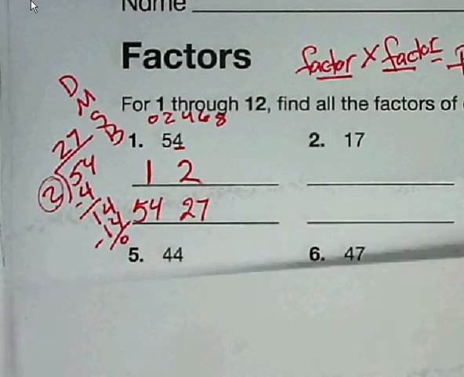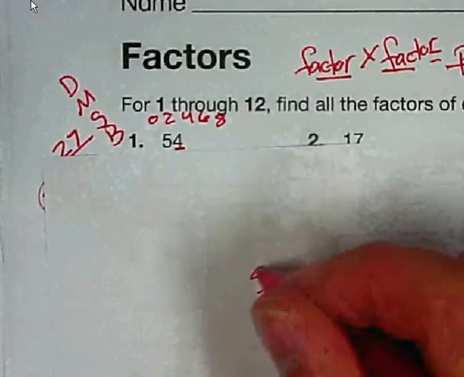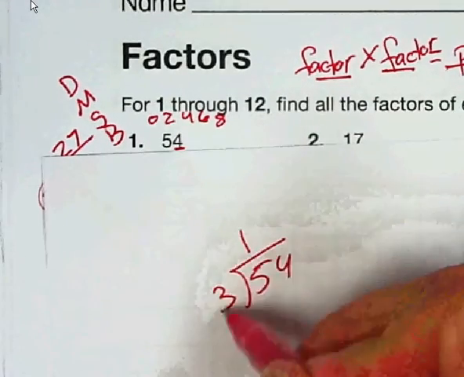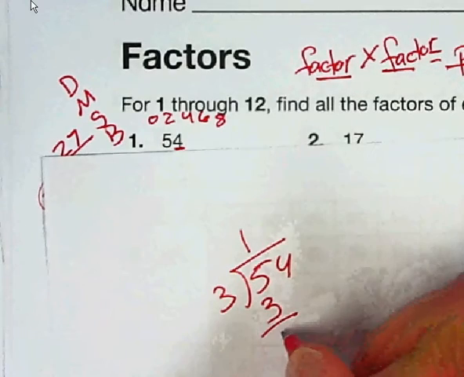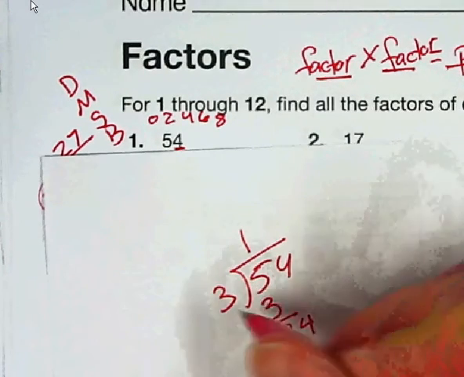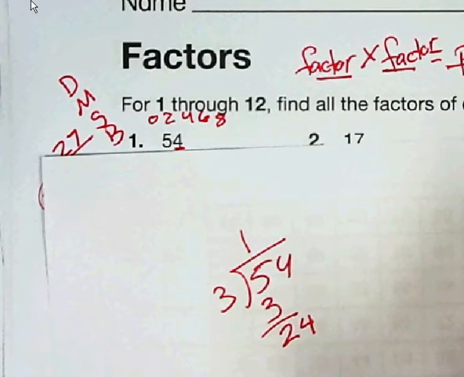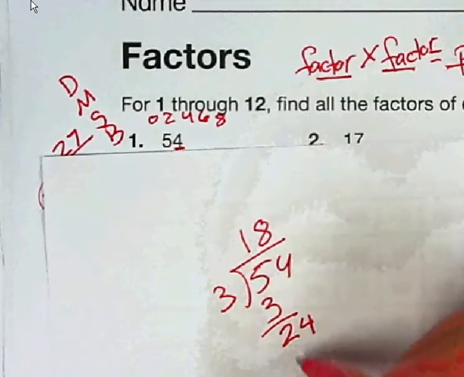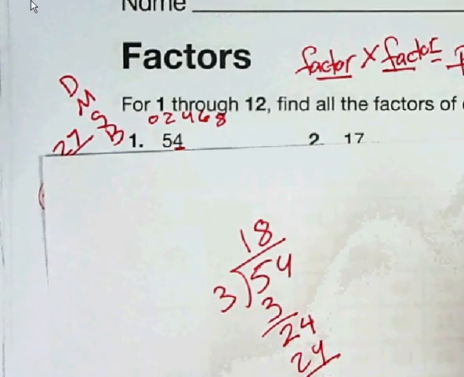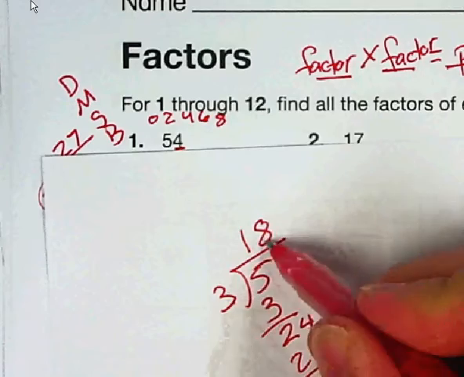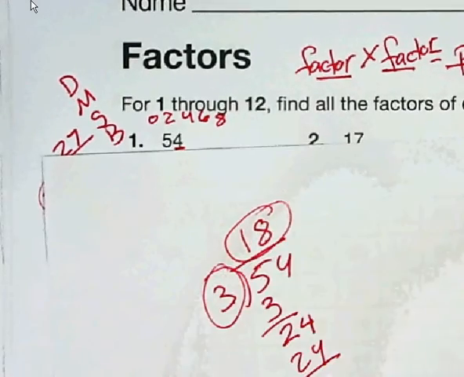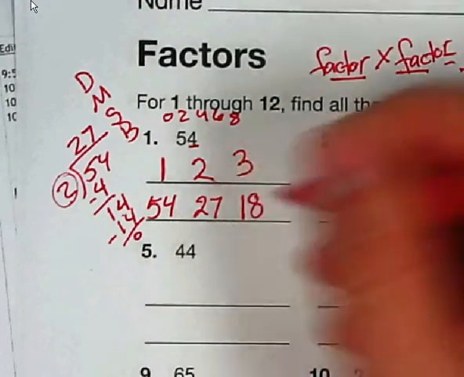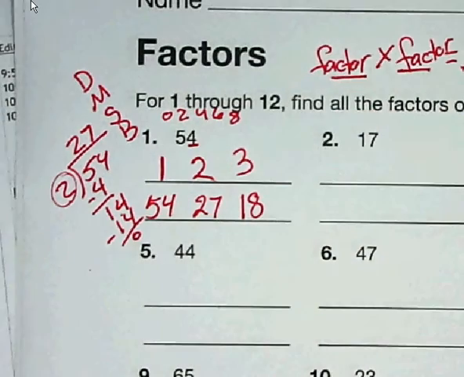And again, we would just do 54 divided by 3. So 3 goes into 5 one time, we multiply, we subtract, and we bring down. 3 into 24, 8 times 3 is 24, we know that. So we come out with 0 remainder, so that means that 3 and 18 are both factors of 54. So yes, 3 and 18. Okay, let's keep going up here.